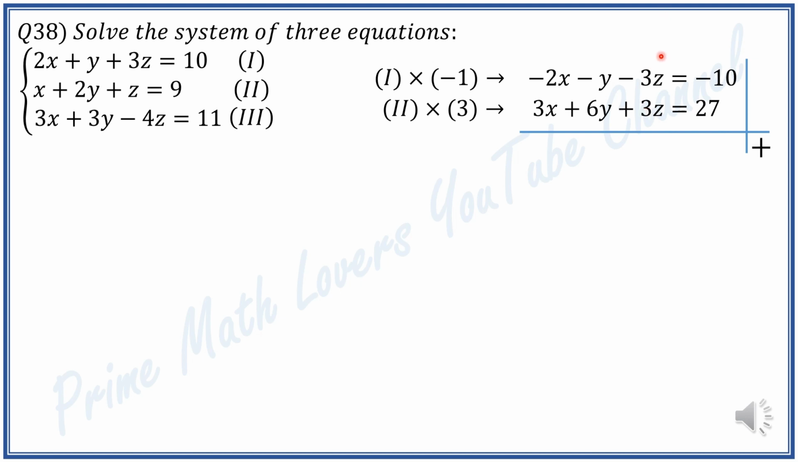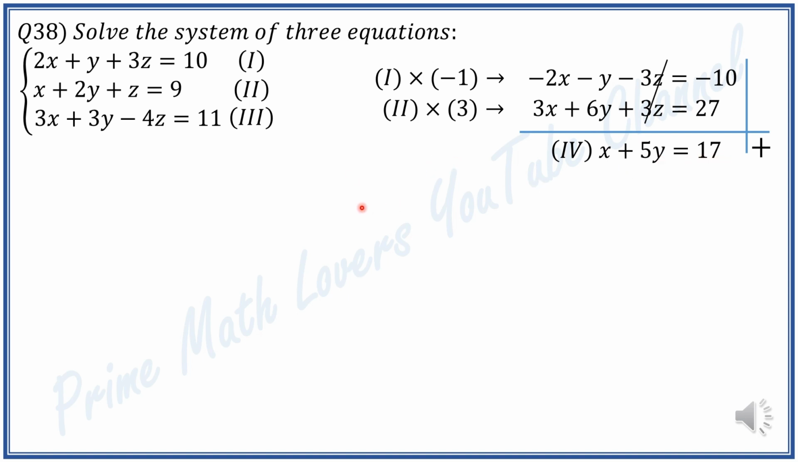This -3z cancels this +3z, and we get 3x minus 2x, which will be x. 6y minus y will be 5y. 27 minus 10 is 17. So we have another equation with x and y. We eliminated z. So x plus 5y is equal to 17.